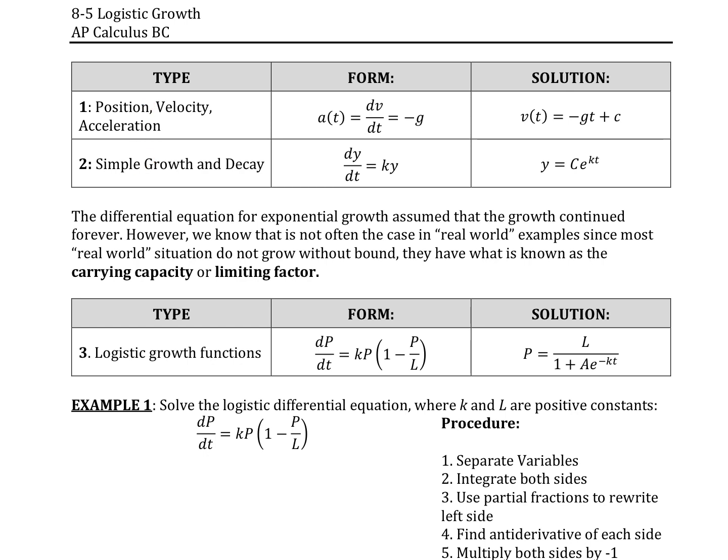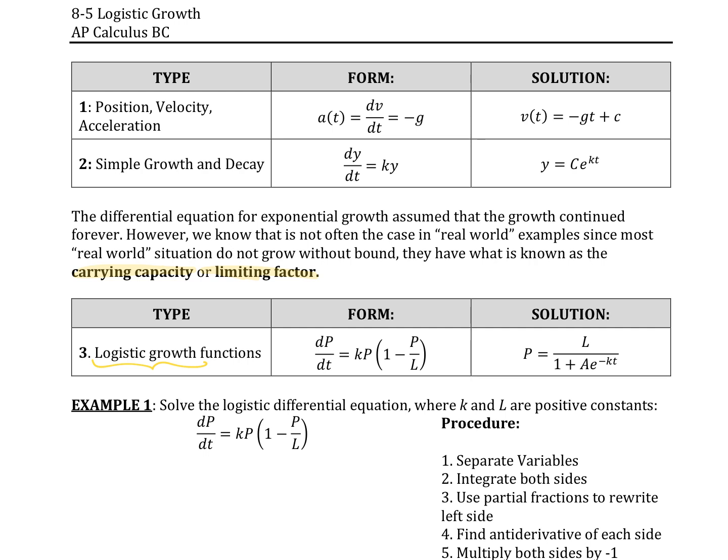Now, the differential equation for exponential growth assumed that the growth continued forever. So when we looked at this growth equation, y equals ce to the kt, we're assuming that it just continues on forever and ever. And we know that there are not many things that will actually just continue to grow without bound. Oftentimes they have what we call a carrying capacity or a limiting factor that caps out where they can grow to. And that type of growth is actually called a logistic growth function.